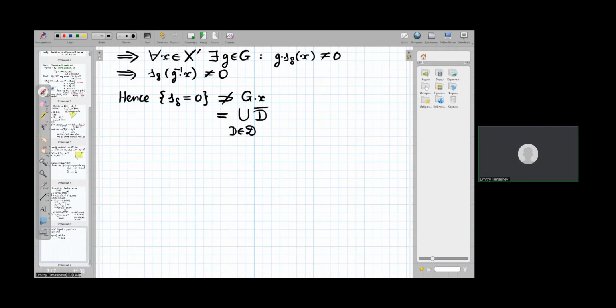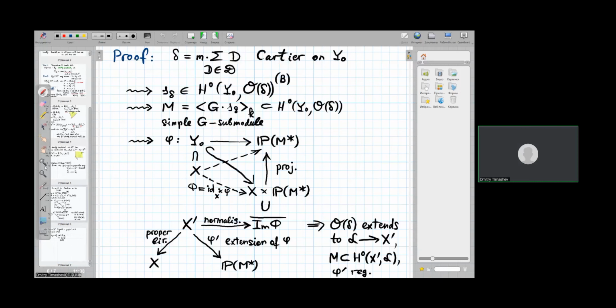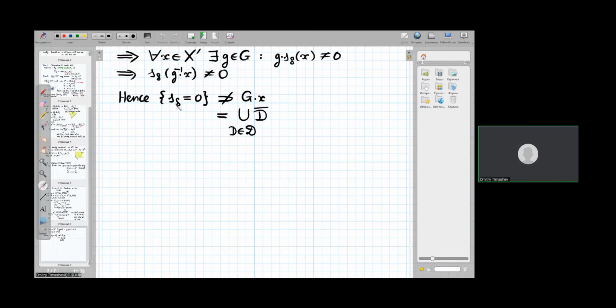Yeah, okay. Because it was so on Y naught. On Y naught, we had that this S delta corresponds to this divisor, which is the sum of all colors with some multiple. So the vanishing locus of S delta on Y naught is exactly the union of all colors. And what we have proved here is that when we pass from Y naught to its embedding, X prime, adding some extra orbits, then this vanishing locus does not contain any of these orbits. So essentially, this vanishing locus is just the closure of the vanishing locus of Y naught.